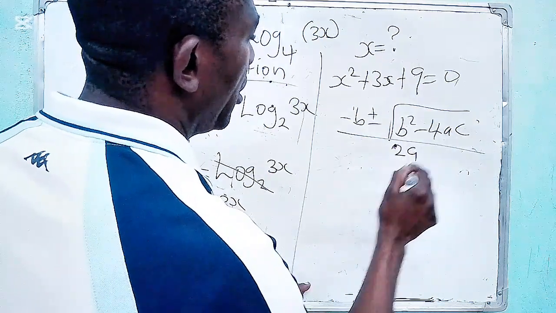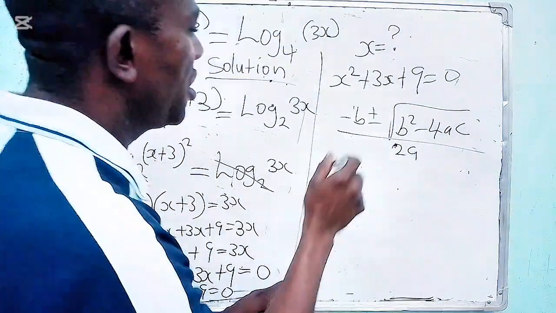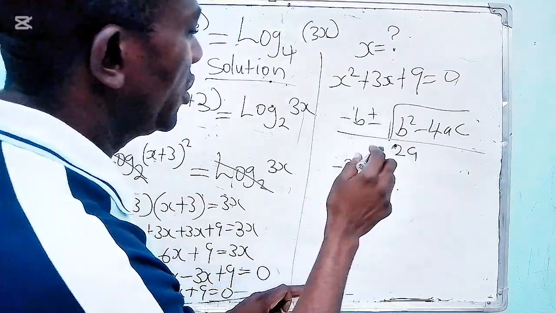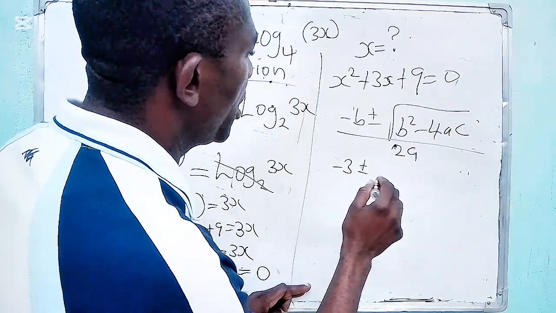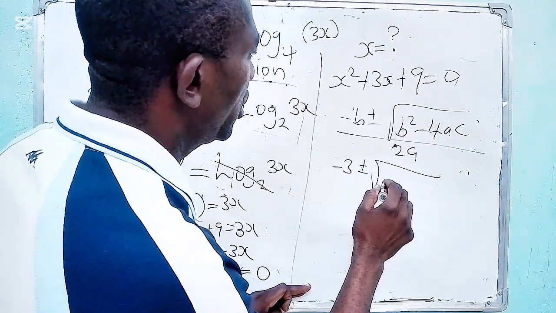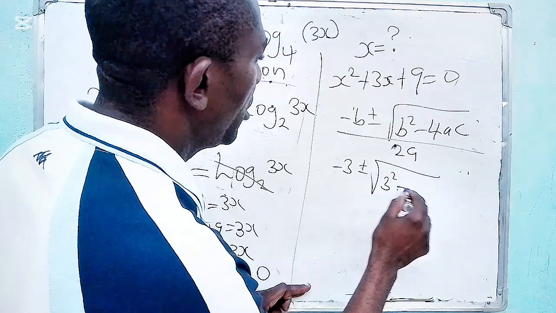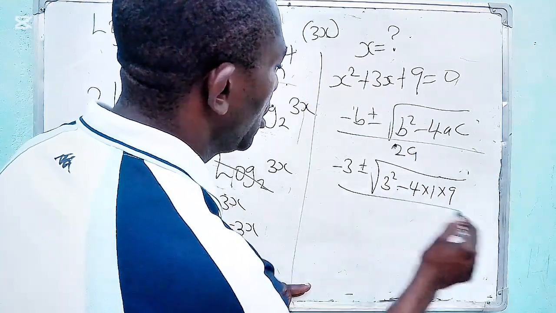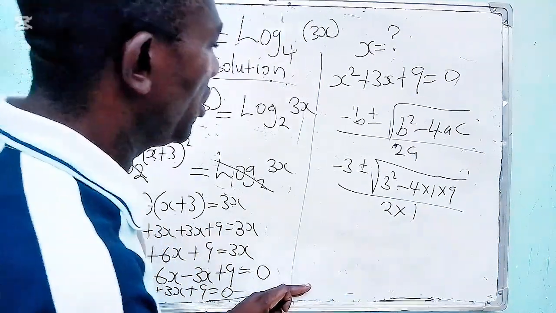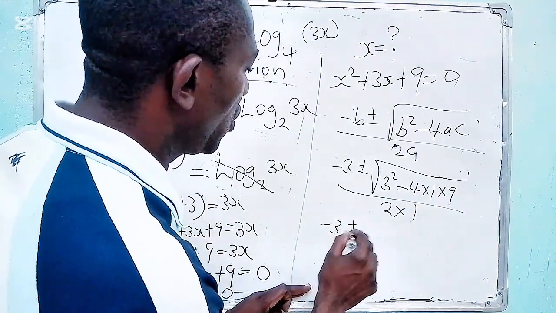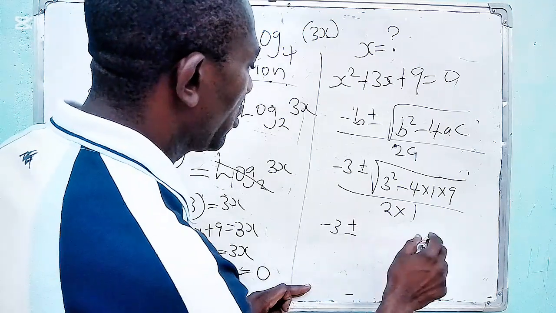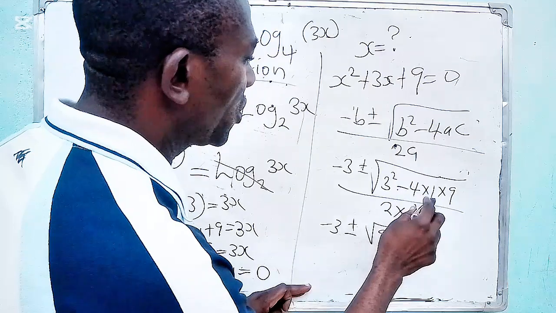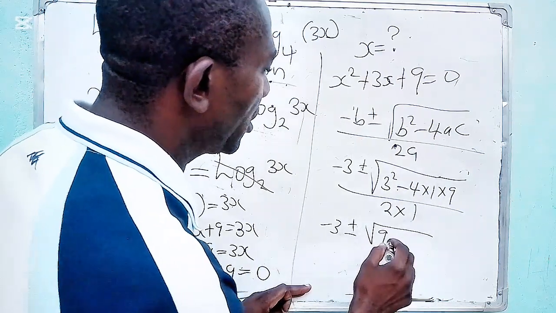So our minus b here is minus 3, plus or minus the square root of 3 squared minus 4 times 1 times 9, our c is 9, all over 2 times 1, which is the value for a. We have minus 3 plus or minus in the square root, we have 9. Okay, 4 times 1 is 4. 4 times 9 is 36.